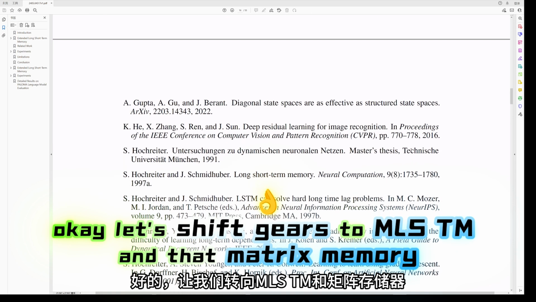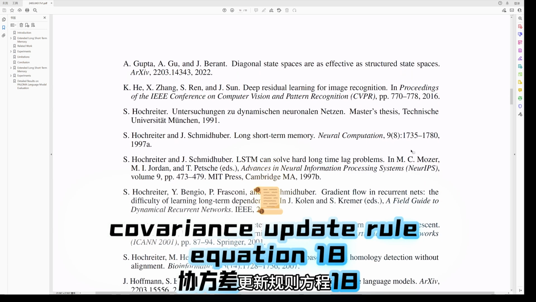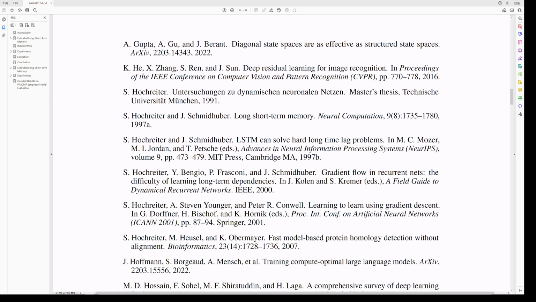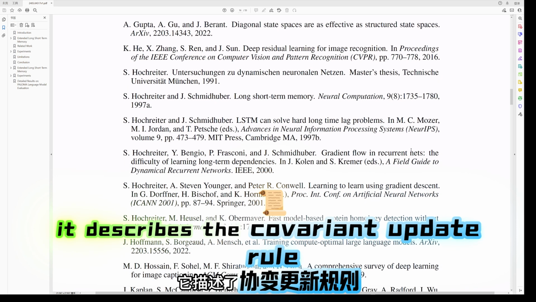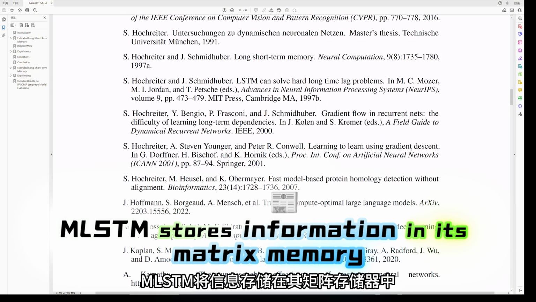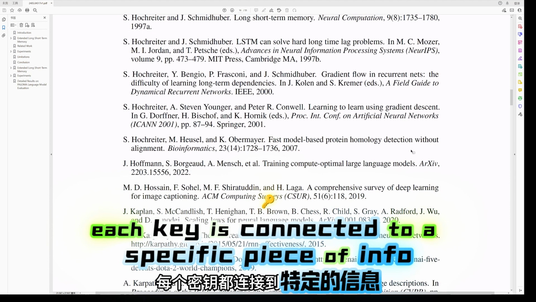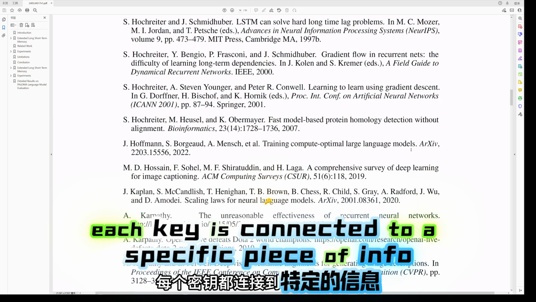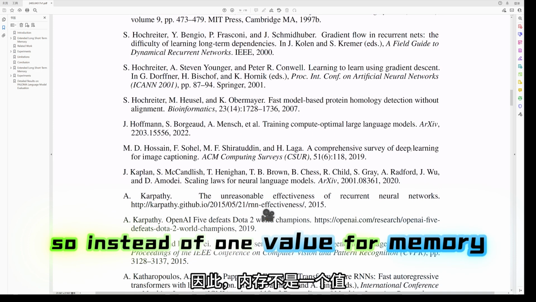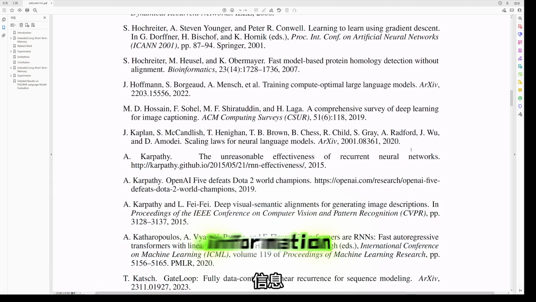Okay, let's shift gears to mLSTM and that matrix memory. I'm especially interested in that covariance update rule. Equation 18, that's the one. It describes the covariance update rule, which is central to how mLSTM stores information in its matrix memory. Think of it like building a huge searchable database. Each key is connected to a specific piece of info represented by a vector. So instead of one value for memory, mLSTM uses a whole matrix to store and retrieve information.